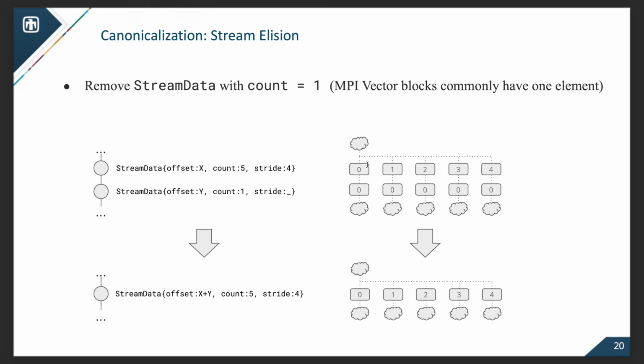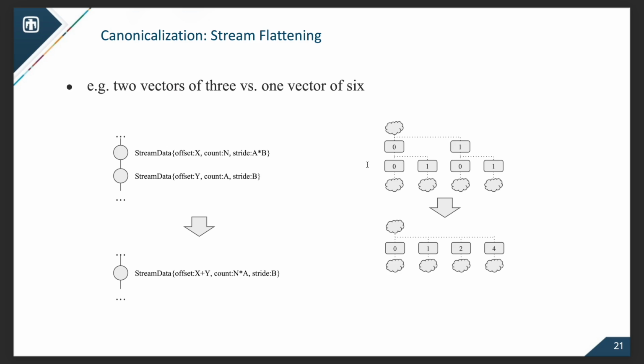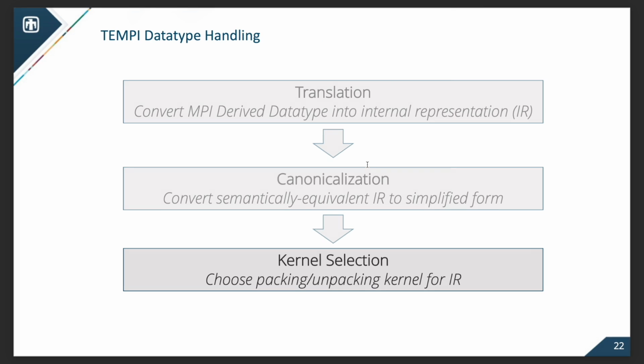The next one is if you have a stream data of count 1, which commonly comes up if you use MPI vector with a block size of 1. We want to get rid of the stream that has only a single element in it, since it doesn't add any semantic information to our representation, so we can just delete it. And the third major operation is recognizing, for example, that 2 vectors of 3 elements versus 1 vector of 6 elements are equivalent. You can detect that transformation and flatten it to as few hierarchy elements as possible.